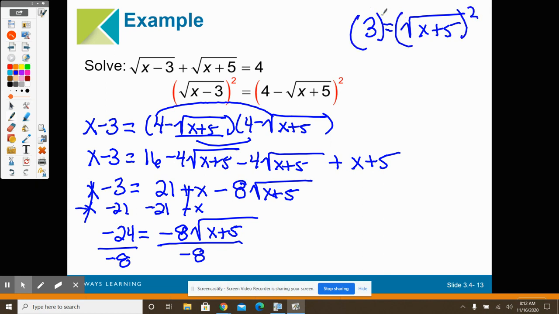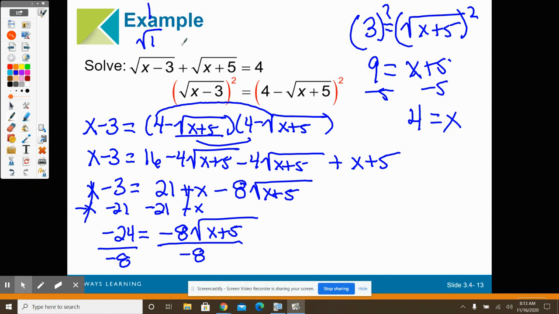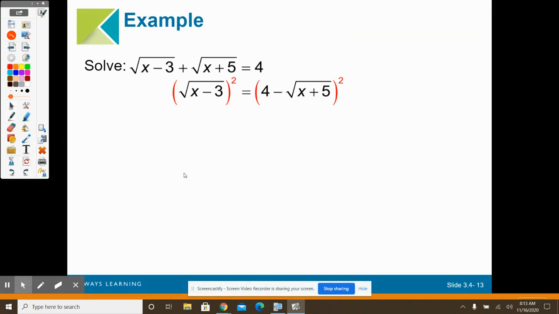Back to what we were looking at, those level 1 problems. That's 9 is x plus 5. Minus 5 minus 5, and the answer is 4. You do have to check to make sure it will work out. 4 minus 3 is the square root of 1. That's 1. Plus 4 plus 5, that's the square root of 9. That's 3. Does that equal 4? And the answer is yes. So all that work to get the 4. So what we're going to do is you isolate one, you FOIL, it's nasty, isolate the other, and you'll get an easier problem. And that's as hard as it will get today.